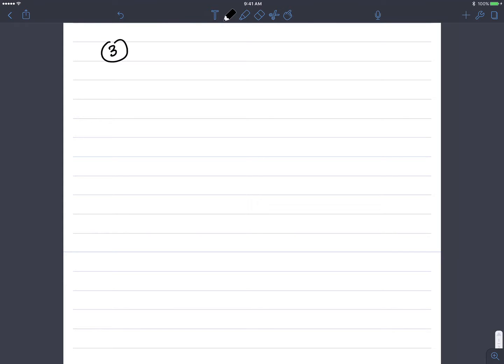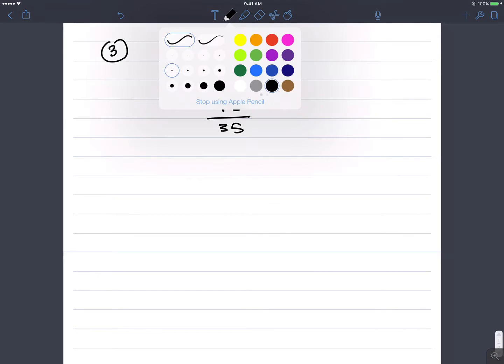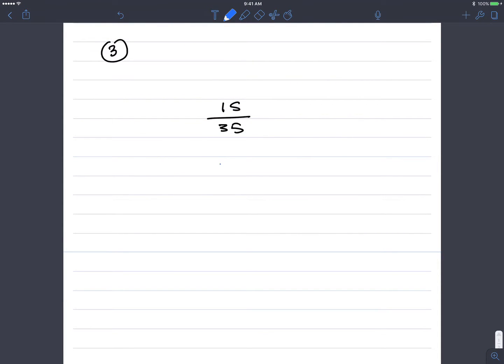Number 3, 15 over 35. We already broke down 15 in the previous problem. We know that's written as 3 times 5. So we're going to replace our 15 with 3 times 5. Using factor trees on 35, we know 7 times 5 is 35. These are both prime. So we're going to represent 35 with 7 times 5.